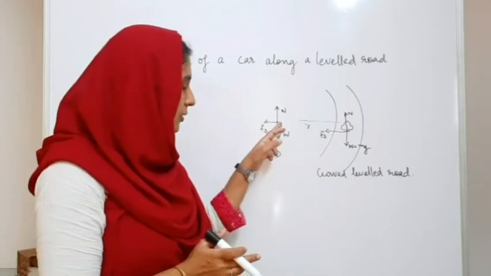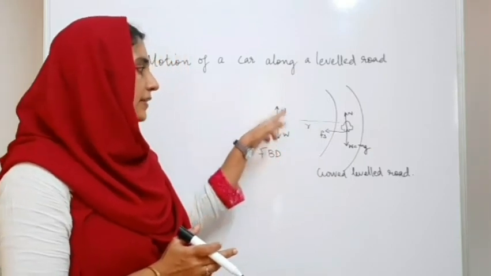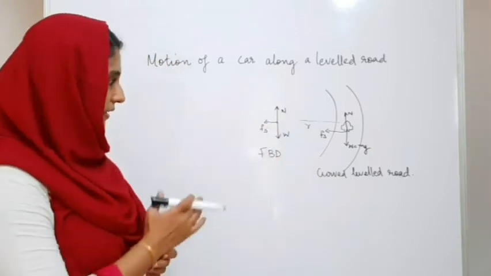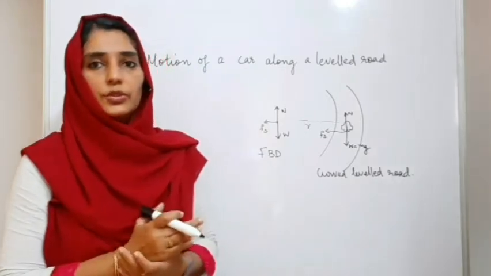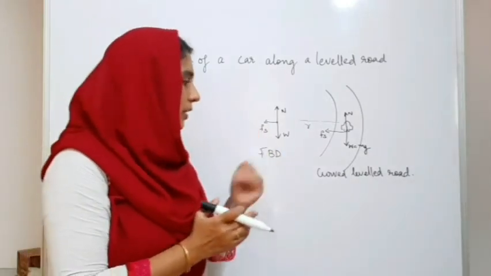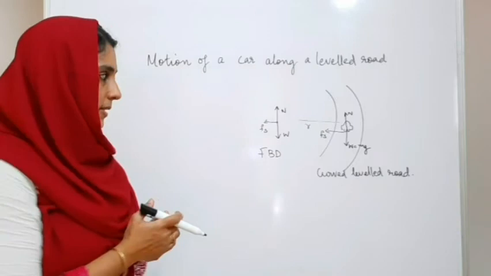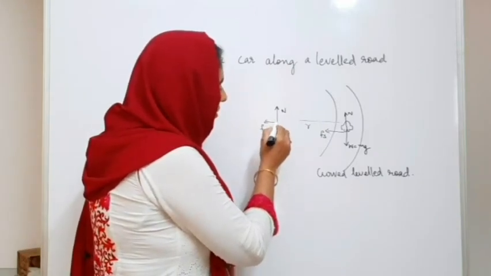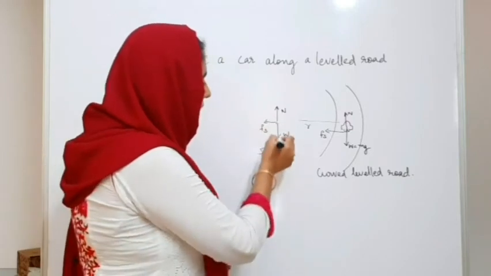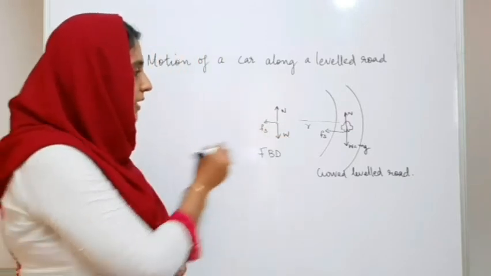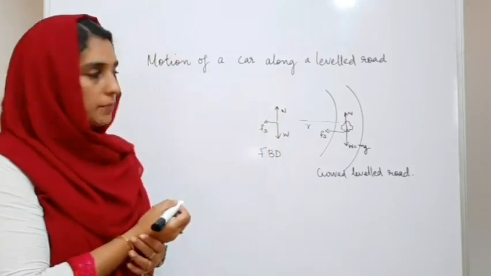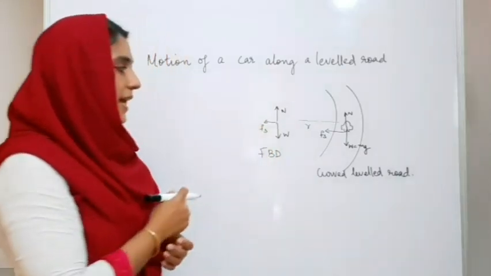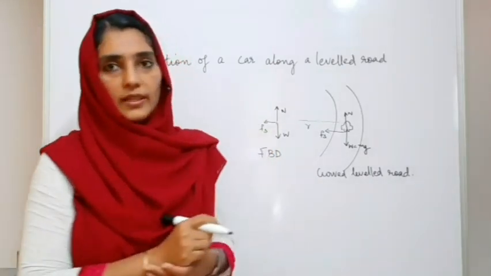So the body is shown as a point object here, and the different forces are shown in different directions. The length of the vector shows you the magnitude of the vector. So here, this dot represents the car, and the weight W is acting downward, the normal force is acting upward, and the frictional force is acting in the horizontal direction.